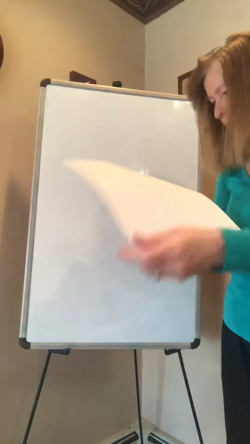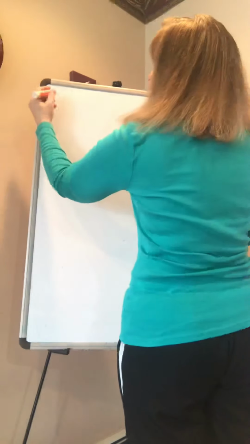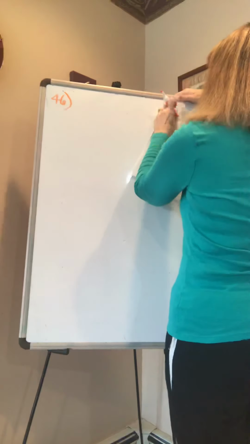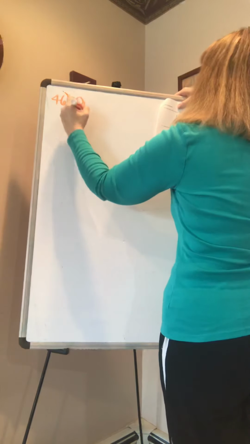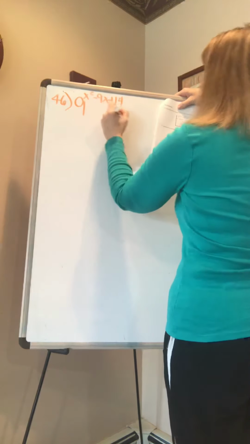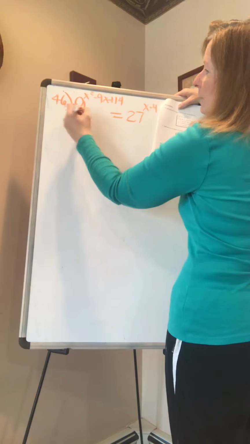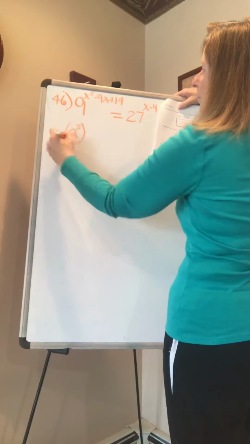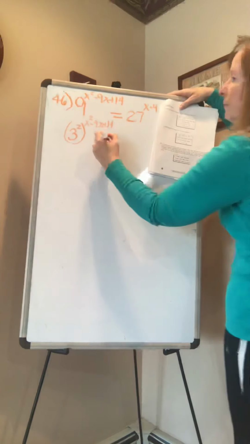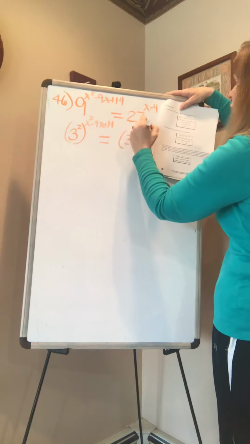All right, so we are on 46, solve algebraically. Let's see if orange works. I'm going to move for a different color. 46. All right. You have 9 to the x squared minus 9x plus 14 is equal to 27 to the x minus 4. Well, here's my 9. Give me change. 3 squared. And the exponent doesn't leave. Here's 27. Give me change. 3 to the 3rd. And the x minus 4 doesn't leave.